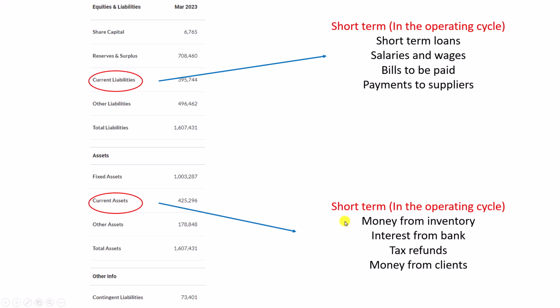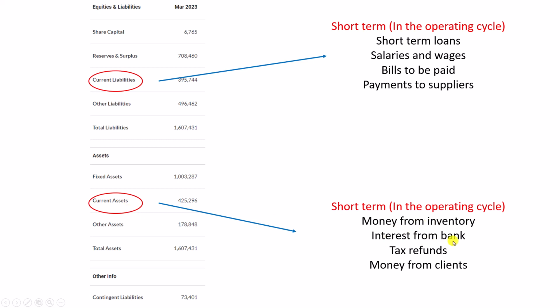All right. Now, what are those? Let us say money from inventory. Let us say that the company has raw material in its inventory, and let us say that the company has produced product which is ready to be shipped. Okay, so when it ships, when it sells, it would get money, correct? So that would fall under the category of current assets.